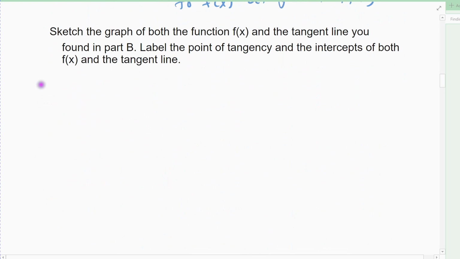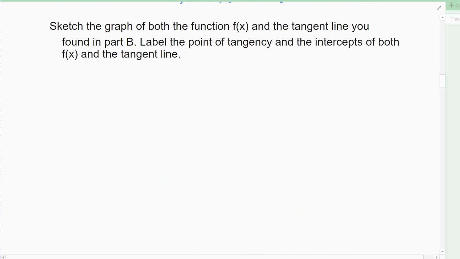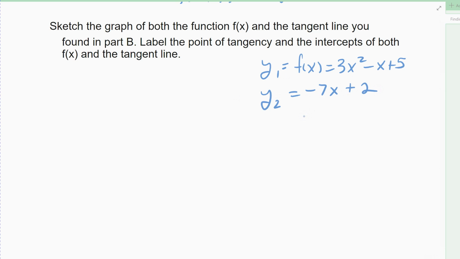All right, now to look at what's happening. So again, you should always understand the visual of it, right? So understand what's happening. And you can use your calculator. So y1 on your calculator would represent the function f of x, which was 3x squared minus x plus 5. y2 would represent your tangent line, which was -7x plus 2. You might want to make your window a little bigger because remember, the point of tangency is at -1, 9.